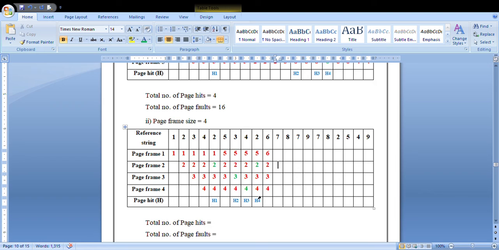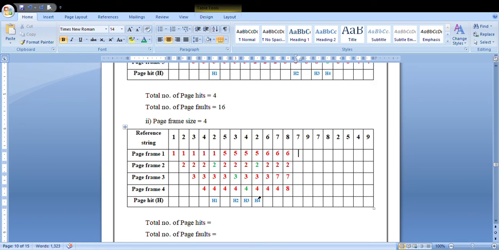Next is 7. 7 is the new page. Again you need to replace from the oldest one. Here 3 is the oldest page. So replace 3 by 7. Keep other values as it is. Next is 8. 8 is also a new page. Need to replace it from the existing oldest page. So 4 is the existing oldest page. Replace 4 by 8.